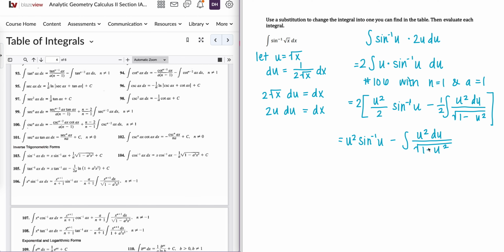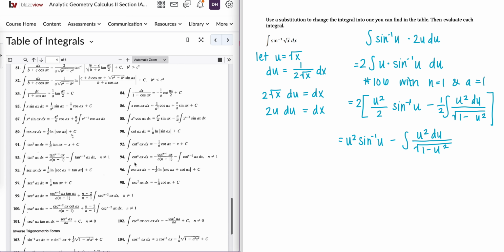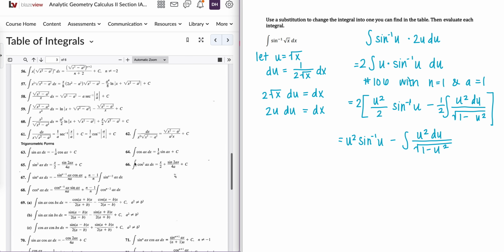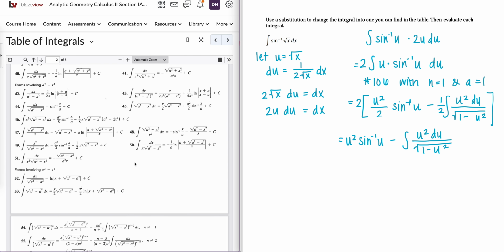So we're going to go back to the formula table. We're going to do this process one more time. So with this here on the right, if you go over here, it's going to be number 49. There we go. So these are forms involving a squared minus x squared. 49, there's our formula. So again, we've got u instead of an x, and in our case, the a is going to be 1. So we're using number 49 with a equals 1.